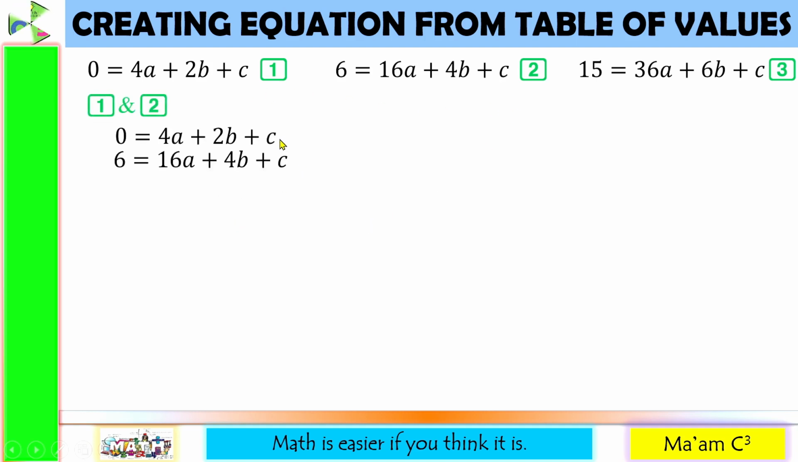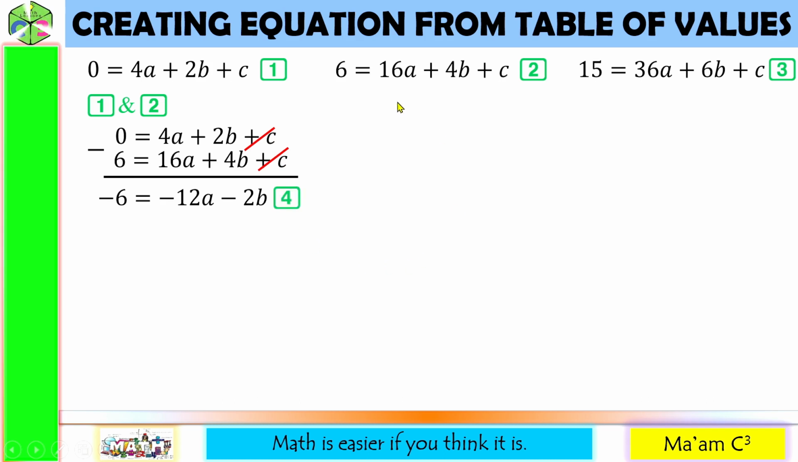From here, I can easily eliminate c if I am going to use the operation subtraction. Let's do it. 0 minus 6 is negative 6. 4a minus 16a is negative 12a. 2b minus 4b is negative 2b. And then c minus c will simply cancel out. I was able to eliminate the variable c. I will name this as my equation 4.